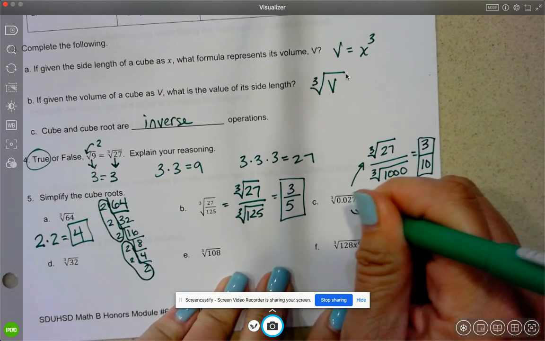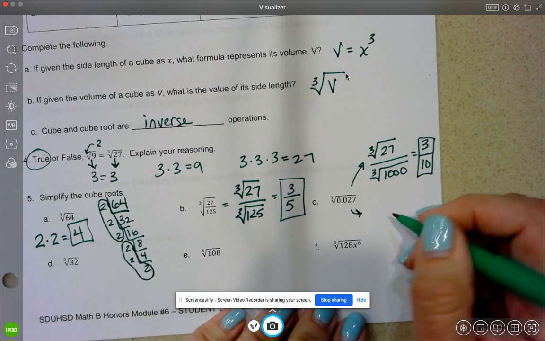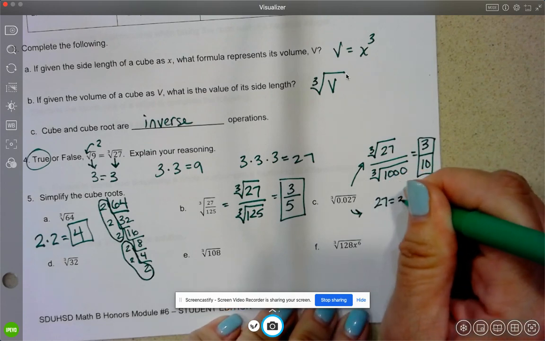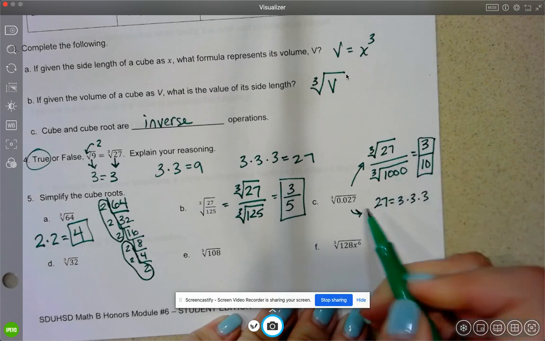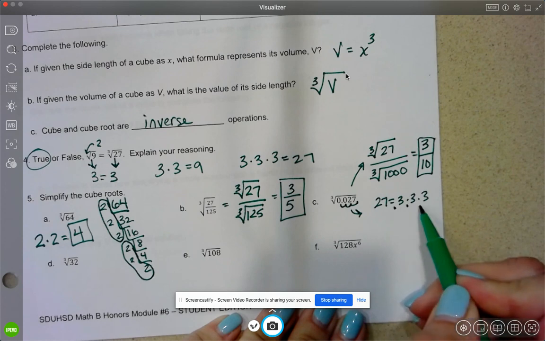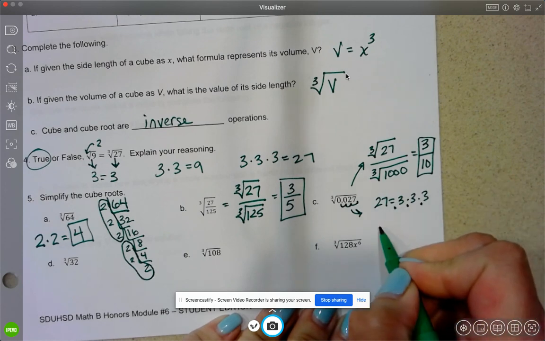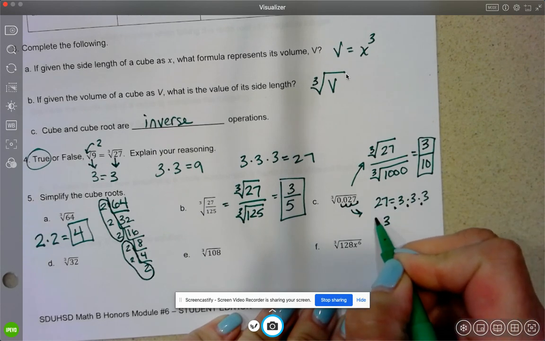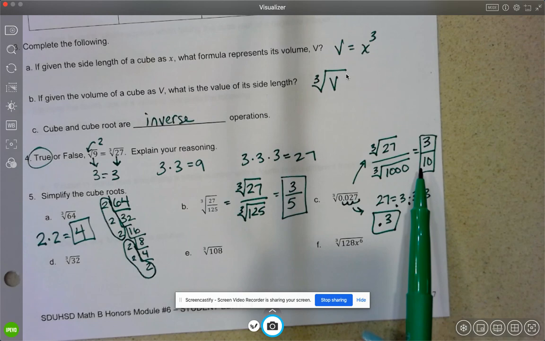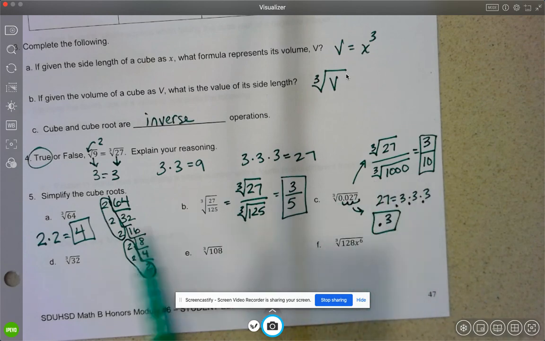So you could say, all right, well, I know that 27 is 3 times 3 times 3, but it has 3 decimal places. So that means that each of my 3's need a decimal place. So I could answer it as 0.3. So far, all we've done is worked on perfect cubes. So notice that we don't have any radicals left in our answer.